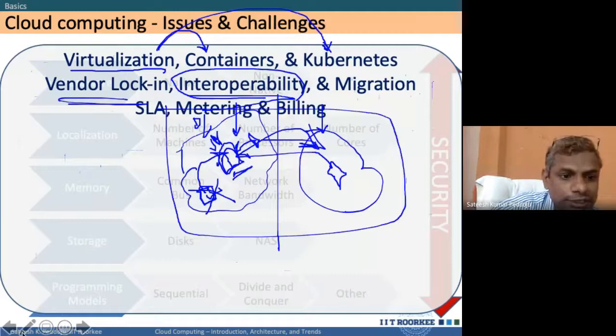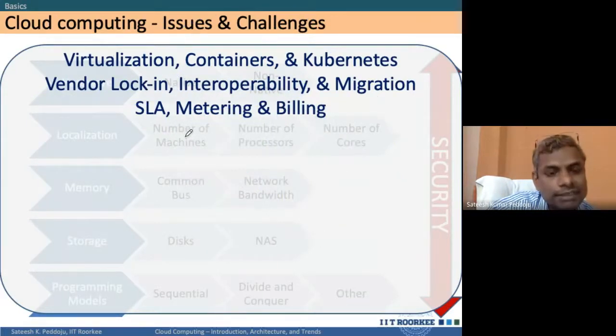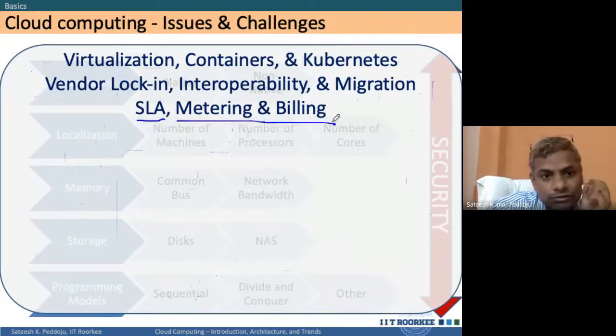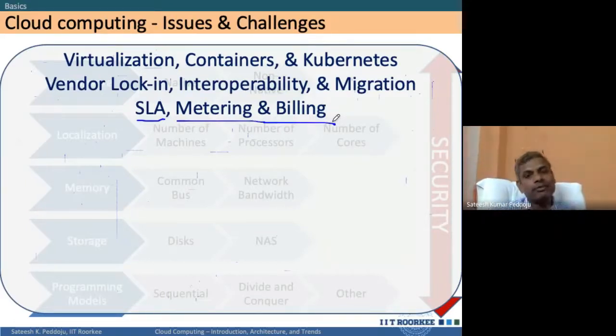The next important concern is service level agreements, and this is the trickiest part, along with metering and billing. There must be some mechanism to have a proper agreement between the cloud provider and the customer. Also, there must be proper metering and billing cycles. So there must be algorithms designed in such a way that they do this business automatically.